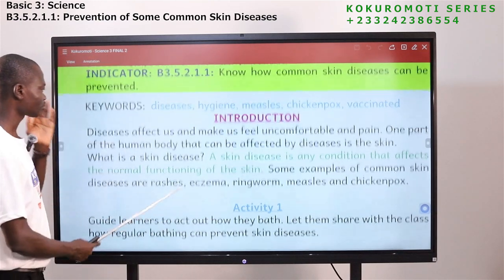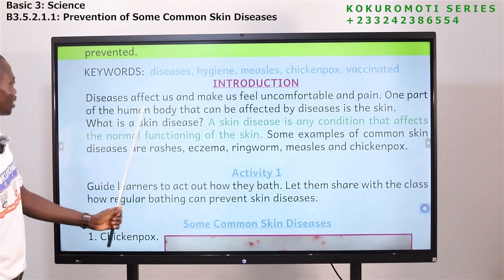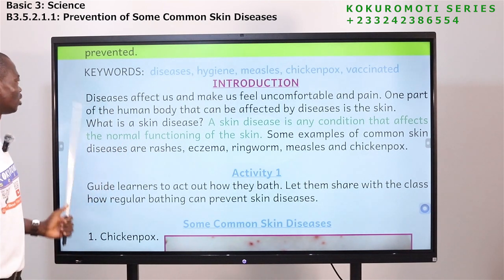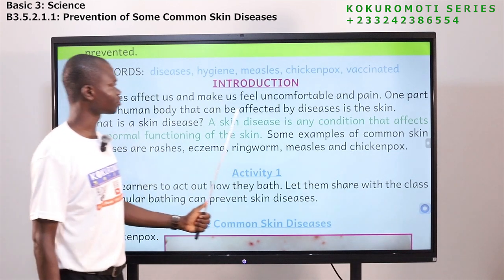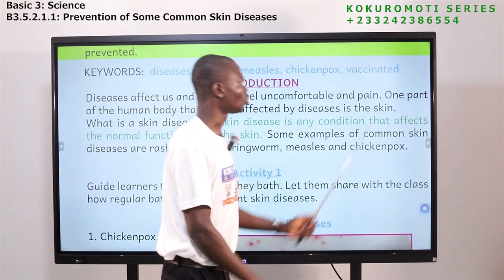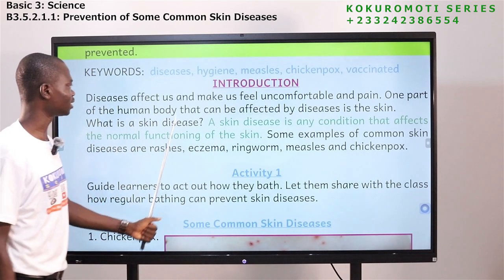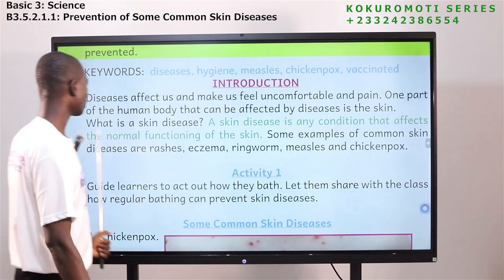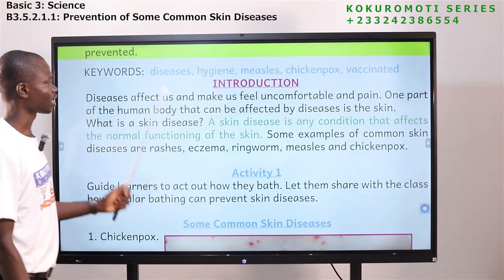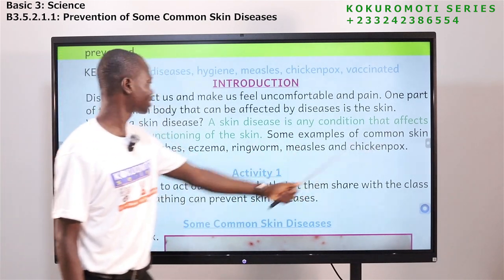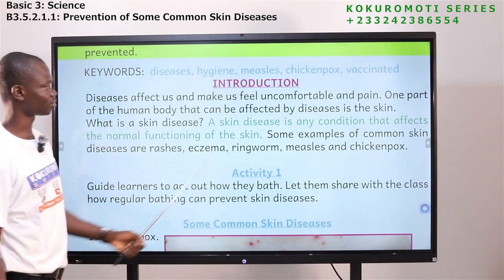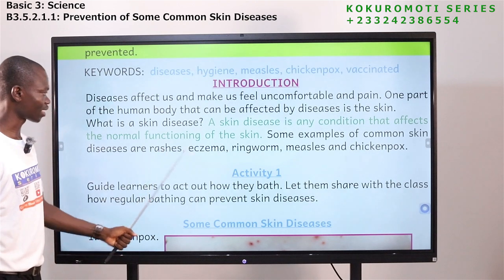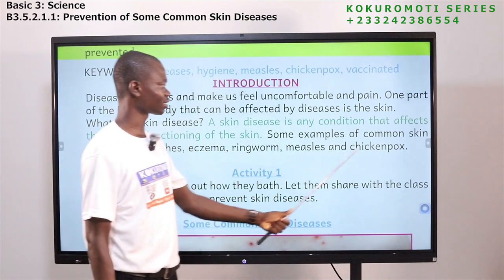Now we are looking at diseases and how some skin diseases can be prevented. Diseases affect us and make us feel uncomfortable and pain. One part of the human body that can be affected by disease is the skin. What is a skin disease? A skin disease is any condition that affects the normal function of the skin. Some examples of common skin diseases are rashes, eczema, ringworm, measles, and chickenpox.